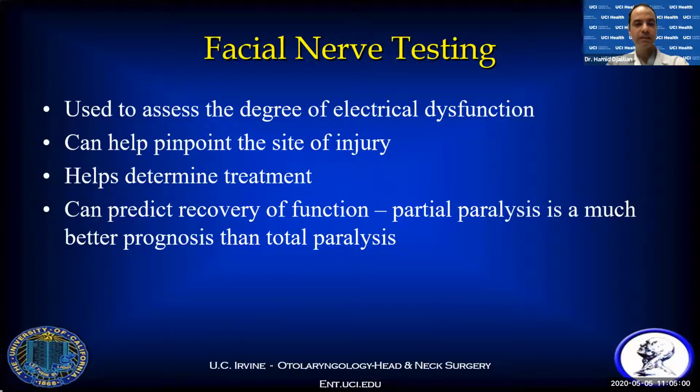So the testing that we do is really used to assess the integrity of the nerve and potentially how much of the nerve is still functioning. And then based on that, we can decide whether there's recovery or whether some treatment regimen needs to be performed.